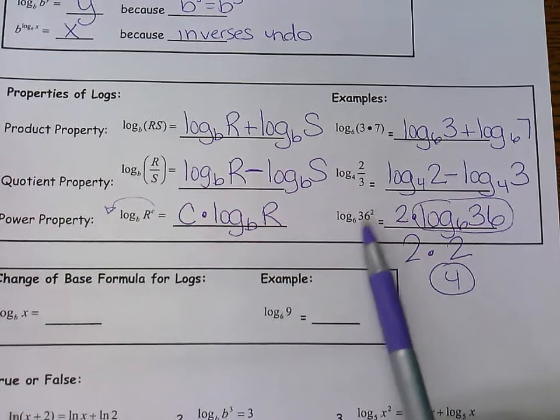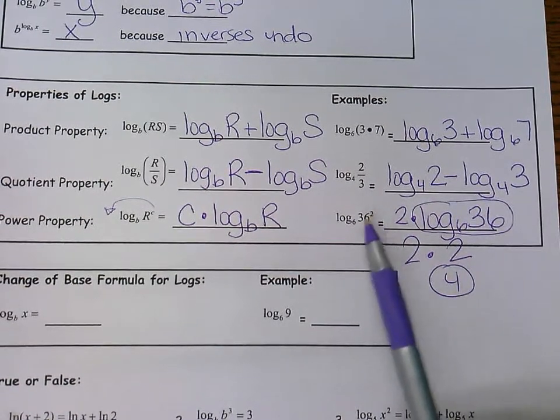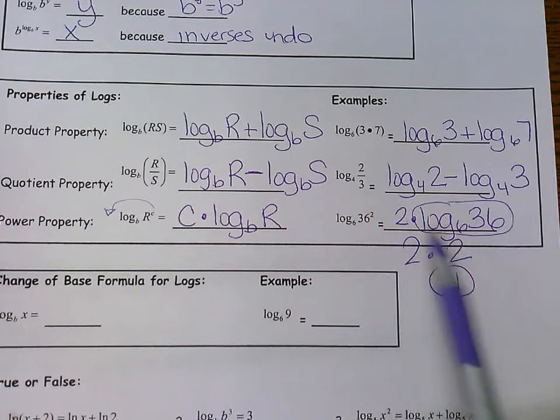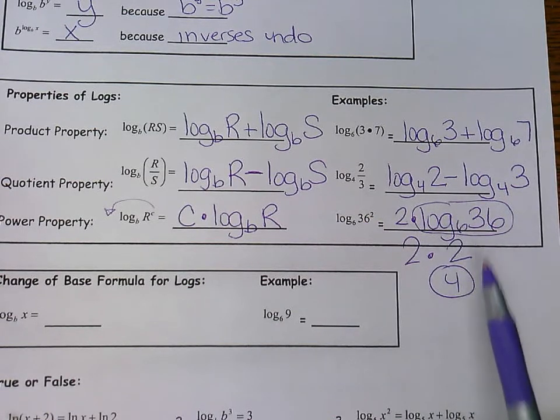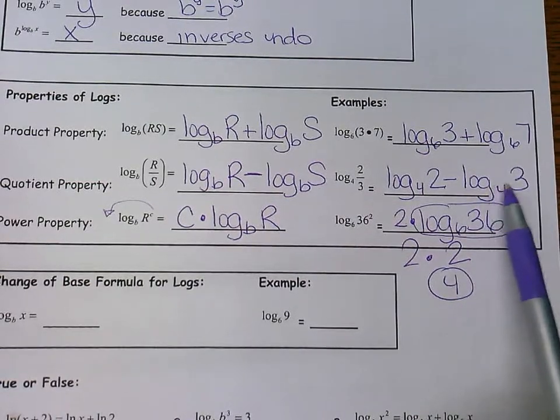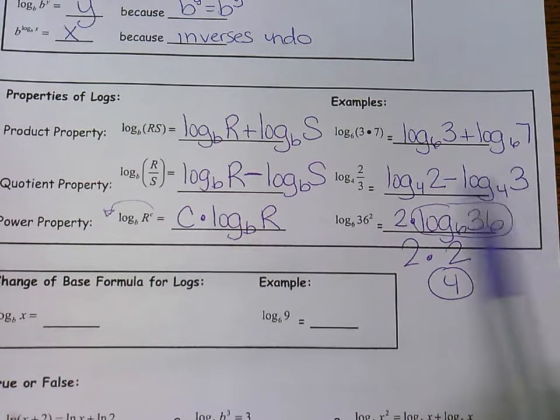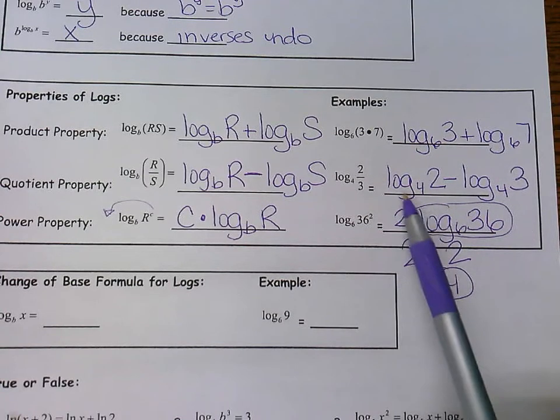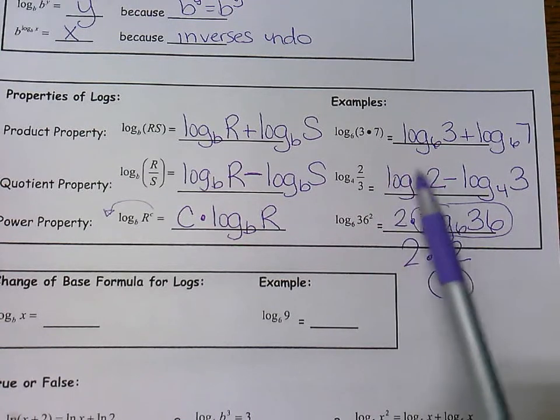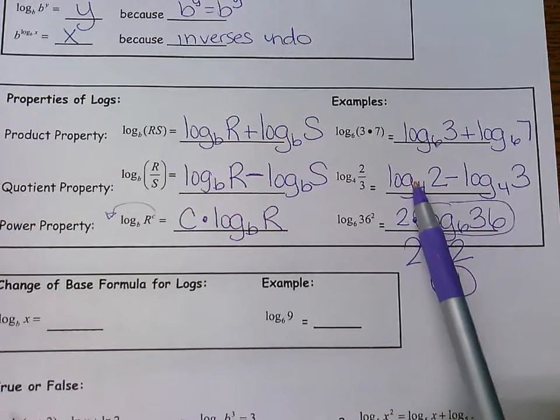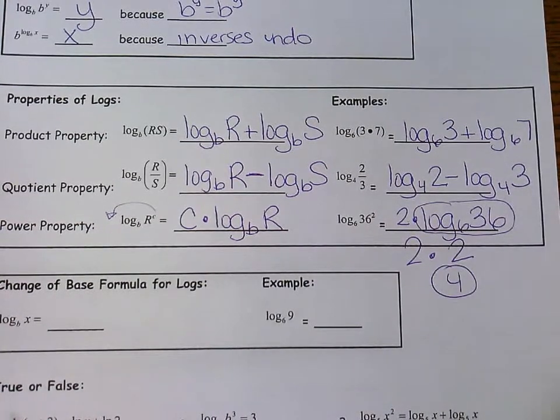36 squared would have been too big of a number for me to evaluate in my head. So sometimes using the property allows you to break it down and evaluate it without needing a calculator. Up here, I don't know the log base 4 of 3. That's still a calculator problem. But I know the log base 4 of 2, right? That's just 1/2 because it's the square root of 4. So sometimes it helps you and sometimes it doesn't.